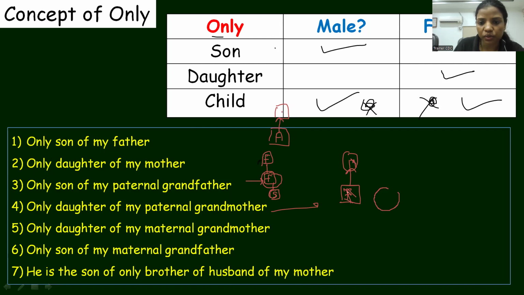Sorry, it was correct only. My paternal grandmother means my father's mother's only daughter, right? So it means it is not a daughter, it is the sister of your father, right? Which is aunt, correct? My paternal grandmother's only daughter is nothing but the aunt of yours.